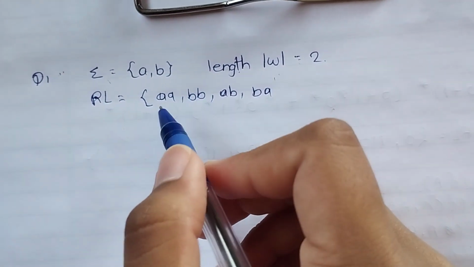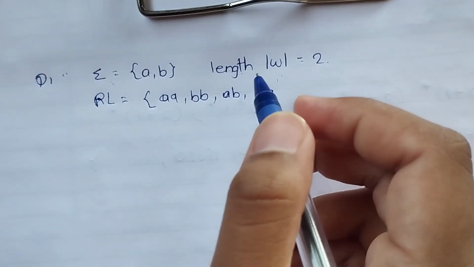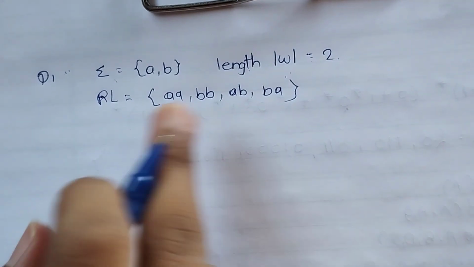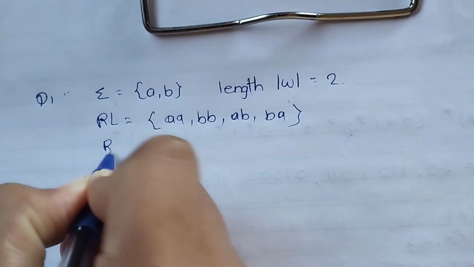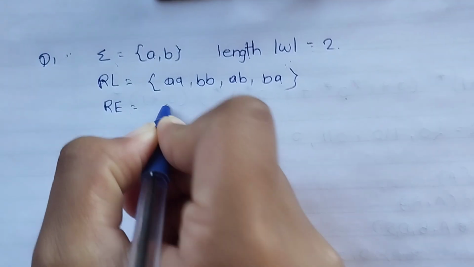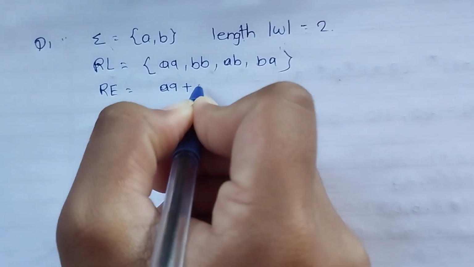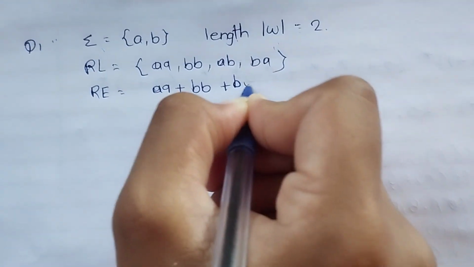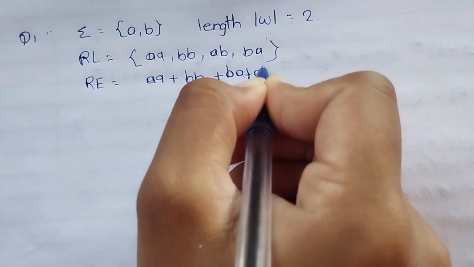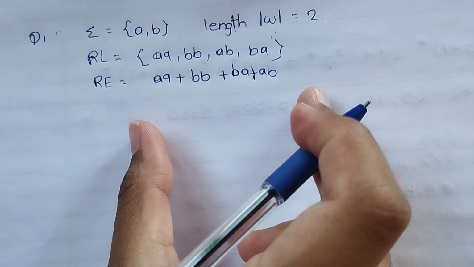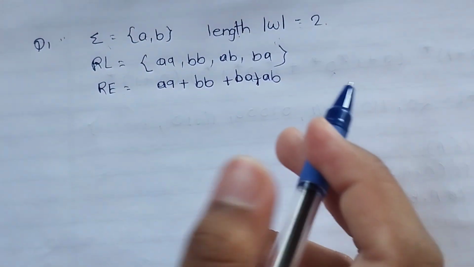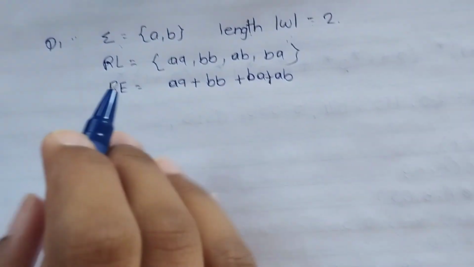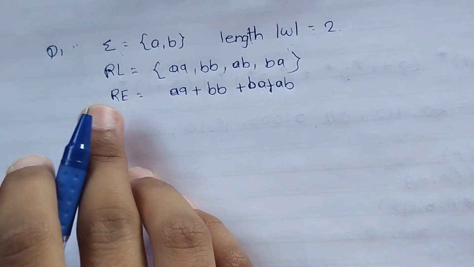So here AAA and BBB are not possible, only AA, BB. We want only length 2. So this is the regular language. Now the regular expression is AA + BB + BA + AB. Only these are the possibilities. Here the star or Kleene closure is not possible. So this is our regular expression.